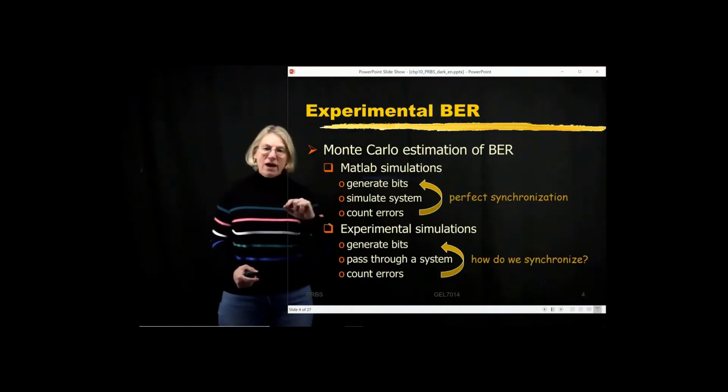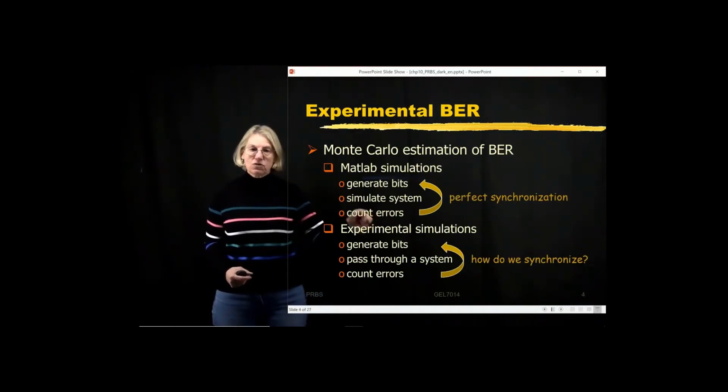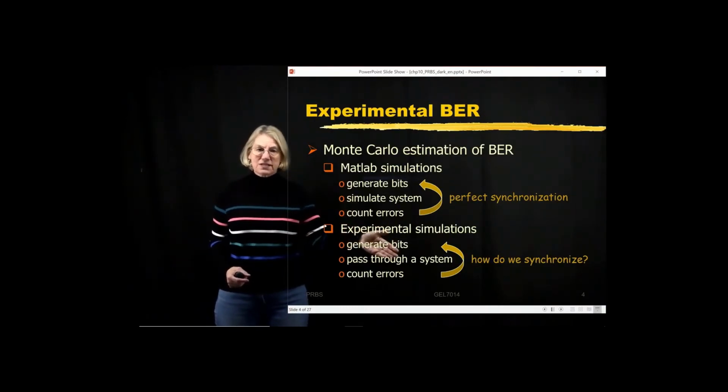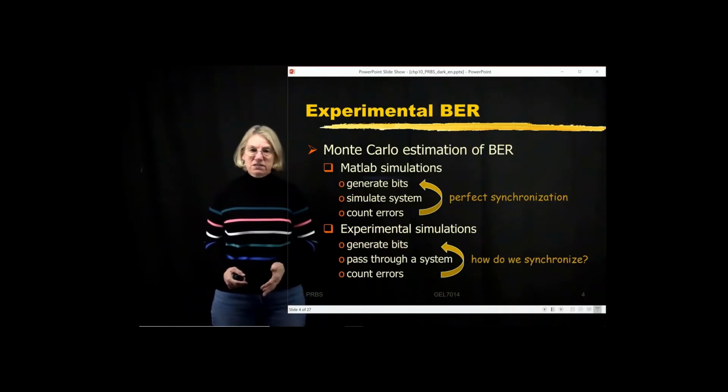In MATLAB, you have perfect synchronization. You know exactly when the data starts, when it ends. You're a lot more omniscient in MATLAB. How do we actually do the synchronization in an experimental setup? That's the challenge that we face and why we use these pseudo-noise sequences.